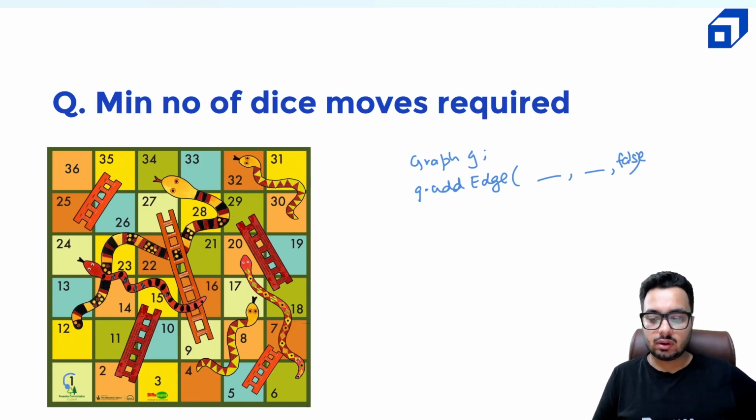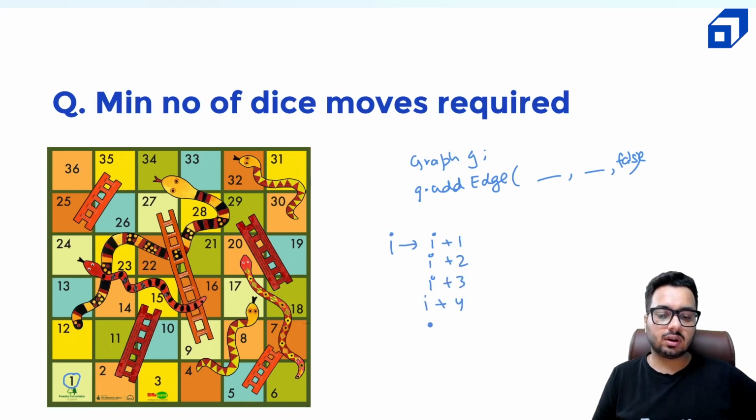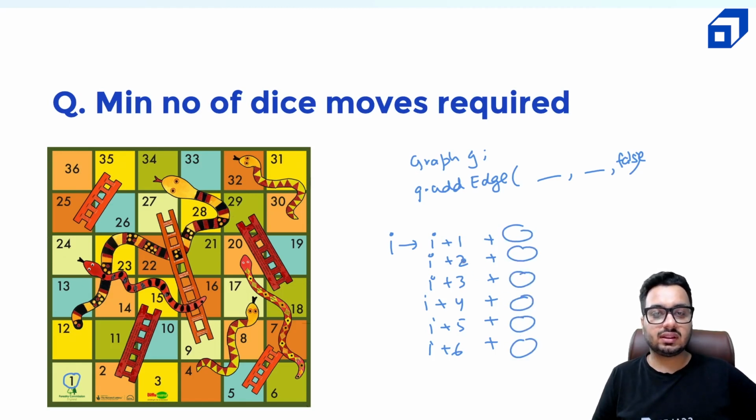Now if I talk about vertex I, from I I can go to I plus 1, I plus 2, I plus 3, I plus 4, I plus 5, I plus 6, and plus something. This value could be 0, positive, or negative. What is this something going to be? It will depend upon whether there is a snake or a ladder starting from that position.